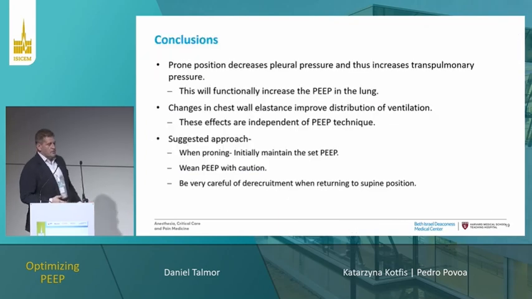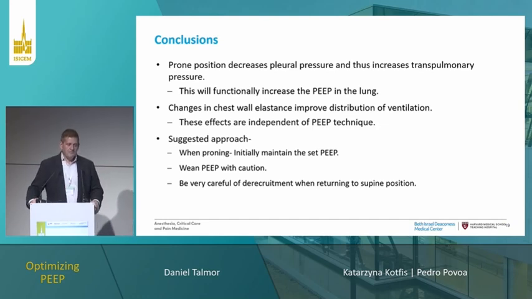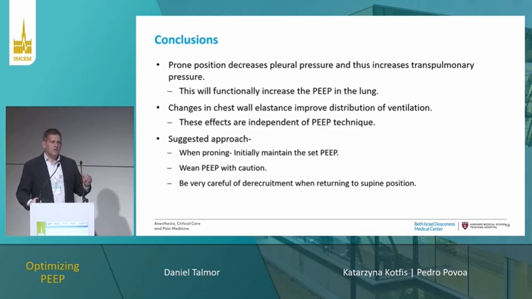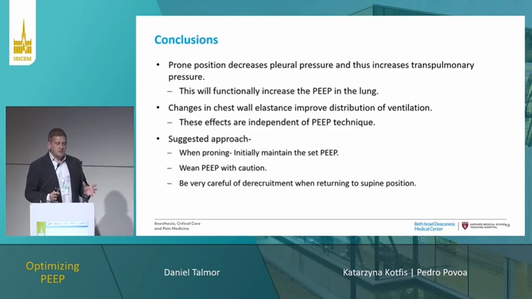So how do I conclude? Prone positioning functionally increases the PEEP. It decreases pleural pressure and increases transpulmonary pressure. So just the fact that you've proned the patient is going to lead to a higher level of PEEP. The changes in the chest wall elastance lead to a better distribution of ventilation during prone positioning. These effects are independent of PEEP technique. So whatever you're doing prior to proning, just keep doing that after proning.